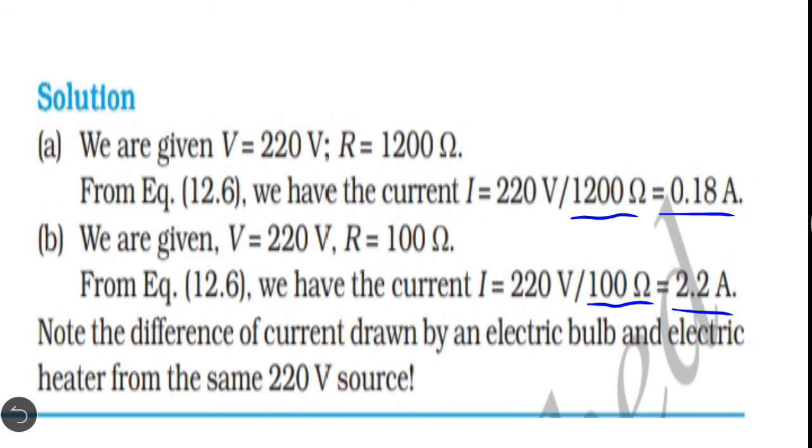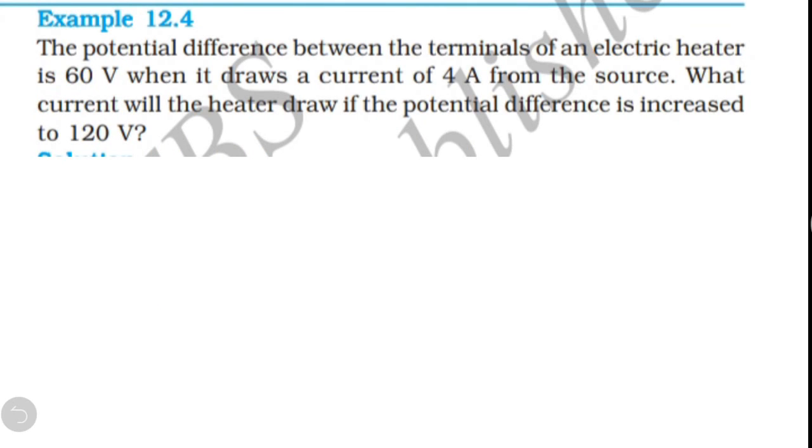Okay, let's see next. We have another question here. It is given that the potential difference between the terminals is 60 volt and 4 ampere of current is drawn from it. What current will the heater draw if the potential difference increases to 120 volt?